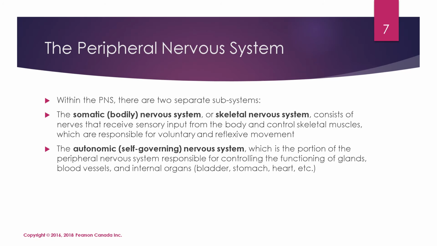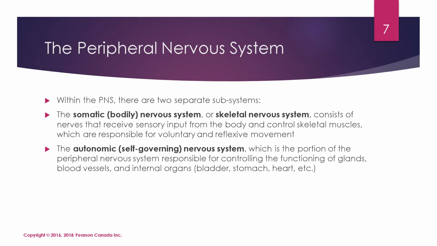So within the peripheral nervous system, as I mentioned, there are two separate subsystems. We have the somatic or bodily nervous system, which is also known as the skeletal nervous system. That one consists of nerves that receive sensory input from the body, as well as control the skeletal muscles, which are responsible for voluntary and reflexive movement. And then we have the autonomic or self-governing nervous system, which is the portion of the peripheral nervous system responsible for controlling the functioning of glands, blood vessels, and internal organs. So things like your bladder, your stomach, and your heart. So the things that we don't really have control over.